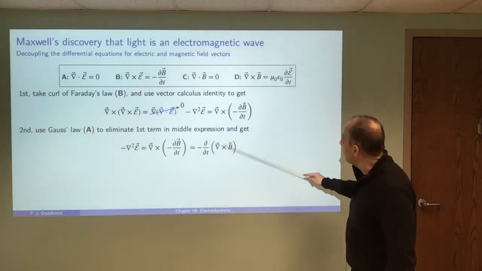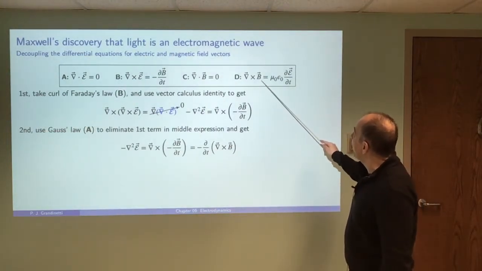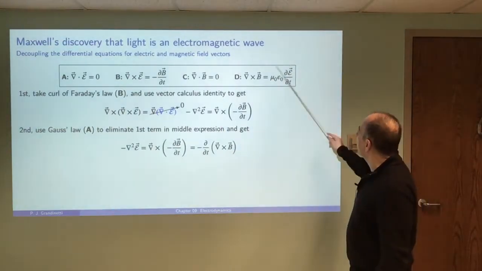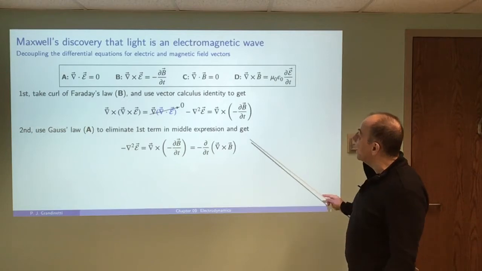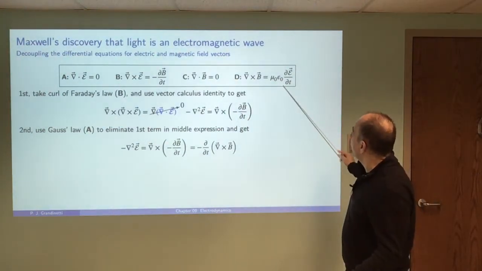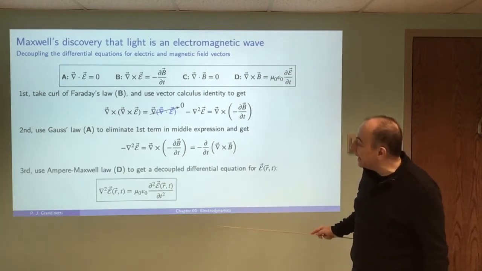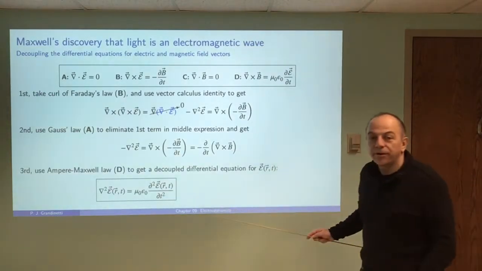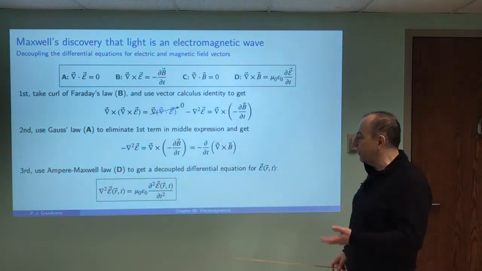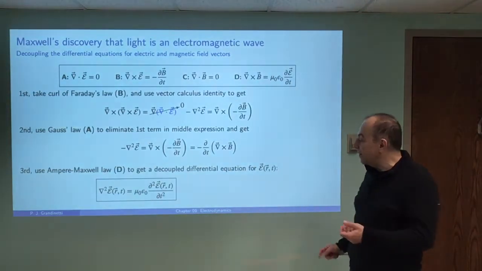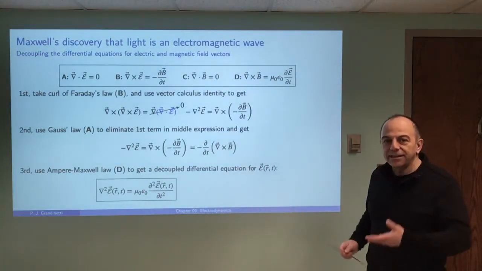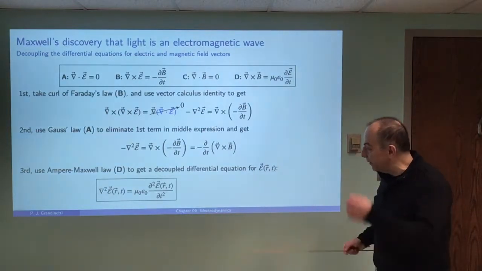This part right here I recognize from up here as equal to the displacement term that Maxwell proposed, the derivative of E, and now I see the way out. I see how I can get rid of the magnetic field part. I can substitute that in there, and I end up with a decoupled second order differential equation for the electric field vector. Now, this is for a vector quantity, not a scalar quantity, but nonetheless, it just involves the electric field.